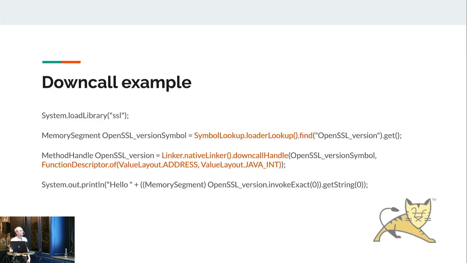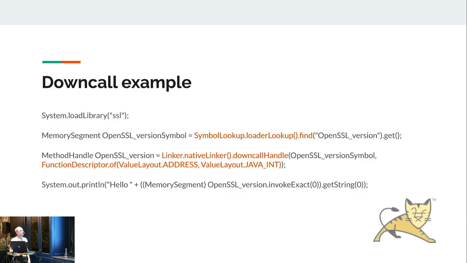So what would you do? You use the symbol lookup that is provided by FFM to look up that symbol. It returns an optional that you get. Basically, it can return null in that case, of course. And it returns a memory segment corresponding to the symbol.